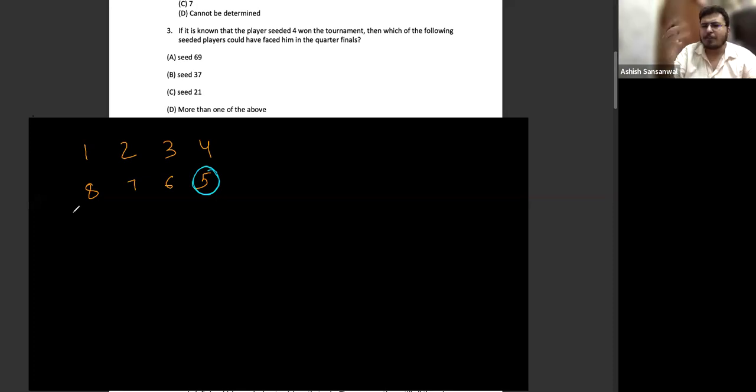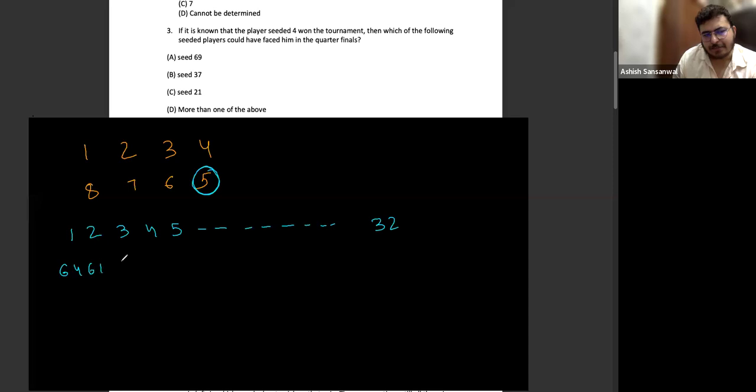So in the first round, obviously team number 5 automatically got a bye. So 1, 2, 3, 4, 5, and so on till 32. And 64, 63, 62, 61, and 60. So can you say team number 5 can face team number 60?